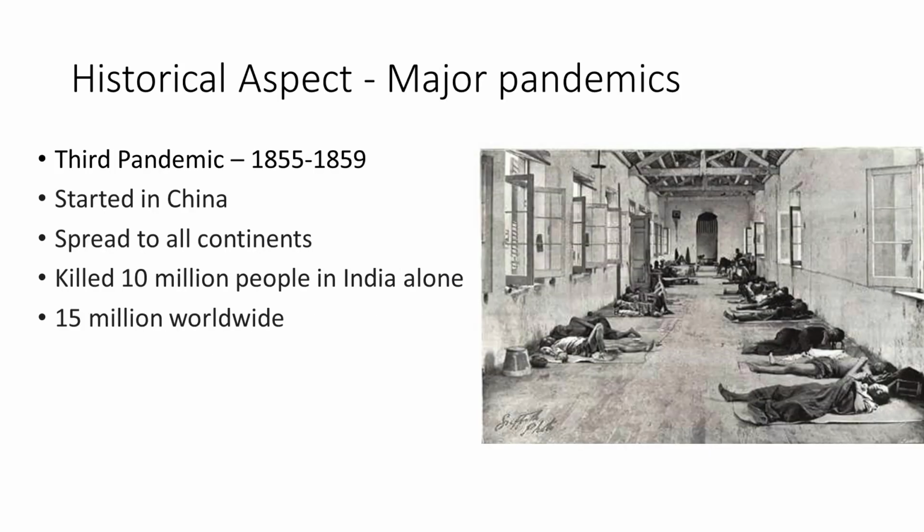Third pandemic of plague occurred between 1855 to 1859. It started in China and spread to all continents. This pandemic killed 10 million people in India alone and 15 million worldwide.